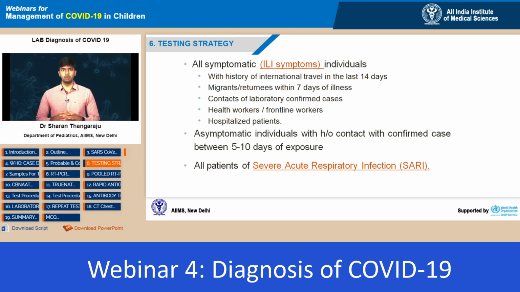Asymptomatic individuals who have contact with a confirmed case should be tested between 5 to 10 days after their last point of contact. This is keeping in mind the maximum viral load being present during the initial phases of illness and the average incubation period, which is 5 to 7 days. Hence, testing the individual between 5 to 10 days of exposure is likely to have a better yield. Severe acute respiratory illness, that is SARI, is defined as patients with fever and respiratory symptoms that warrant hospitalization. These patients need to be tested regardless of their history of exposure.